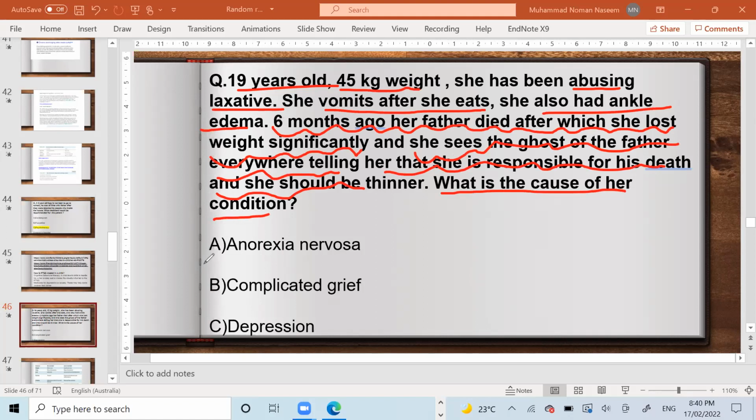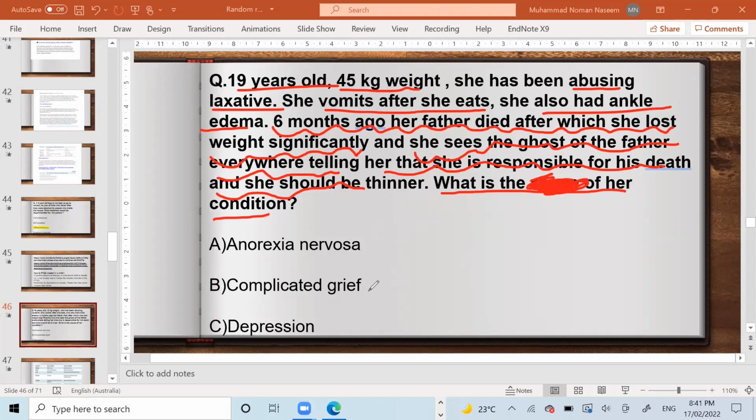Very good. Now we know the condition she is having. What is the condition she's having? If they haven't asked about the cause, what is the condition? If they ask in the question about the condition, what is the condition? Not the cause of her condition. Very good, Dr. Anna. We know she's having an eating disorder problem, but the cause of her having an eating disorder is complicated grief.